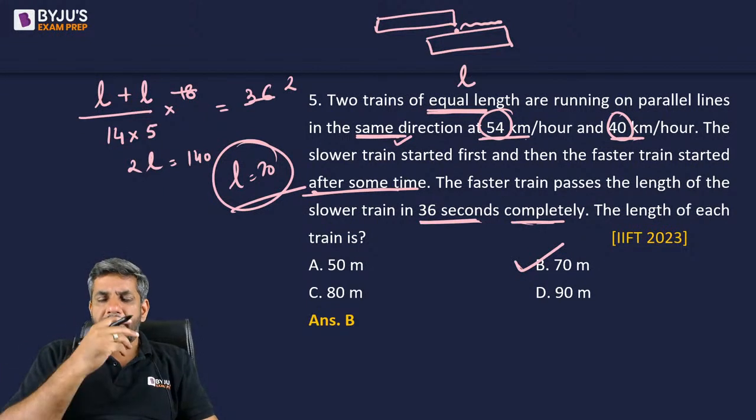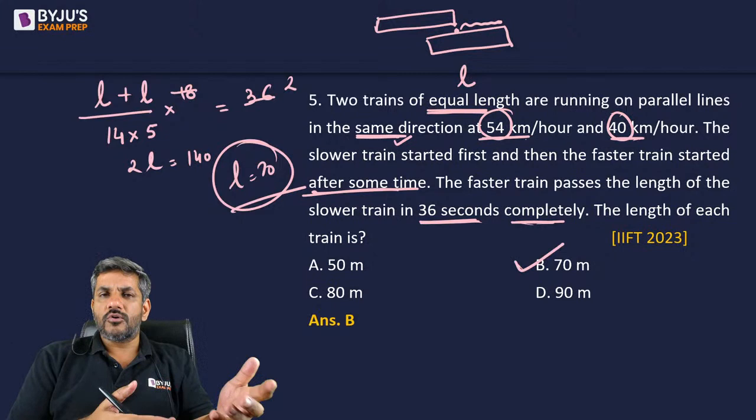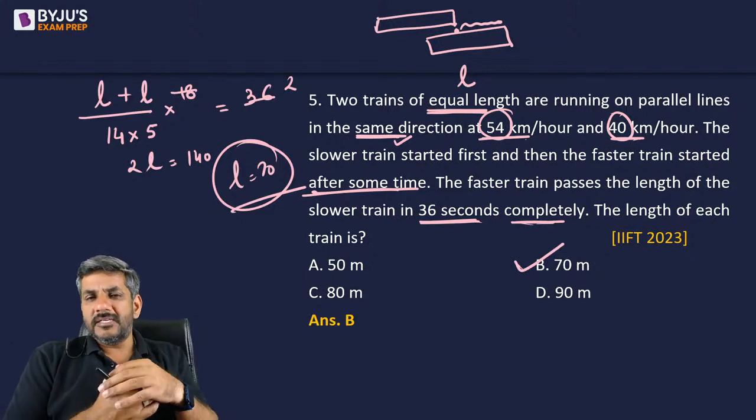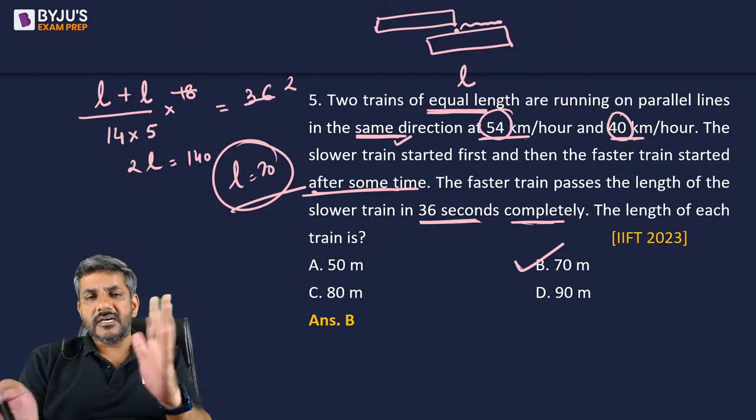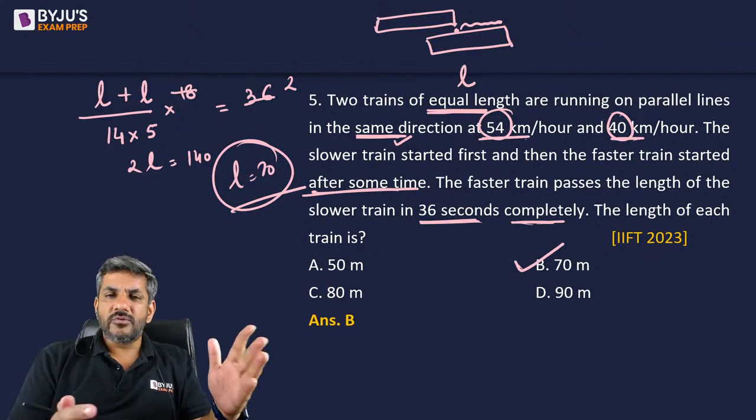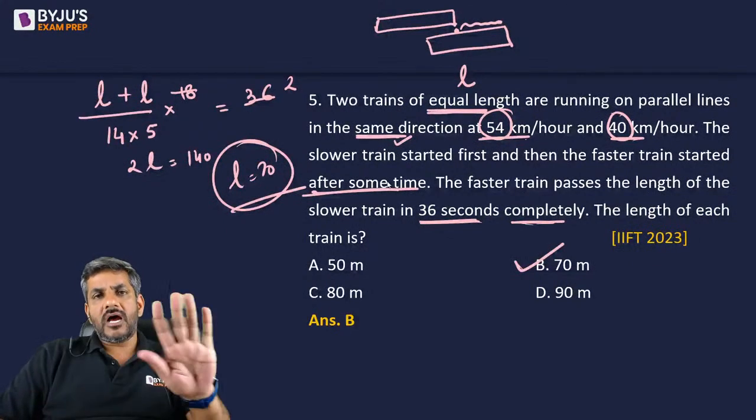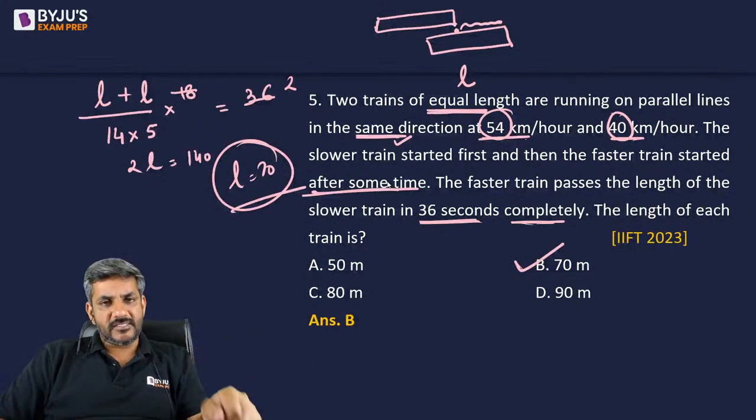And of course, when cannot be determined is not in the options, we go by our common sense. So probably he is trying to say the train is covering the other train, so L plus L is being covered. And six, these were all IIFT 2023 questions.